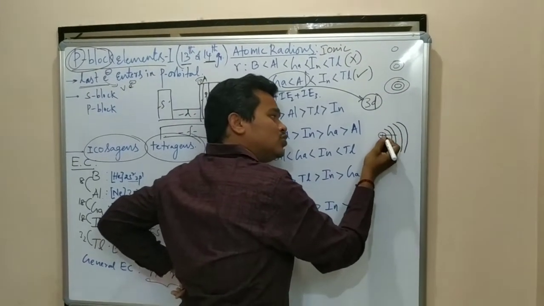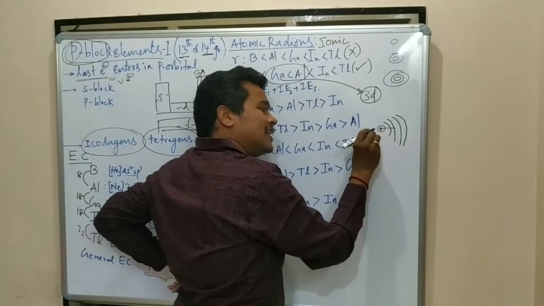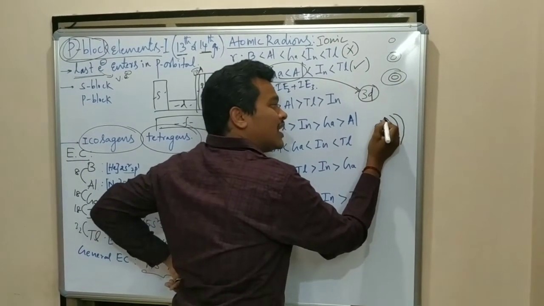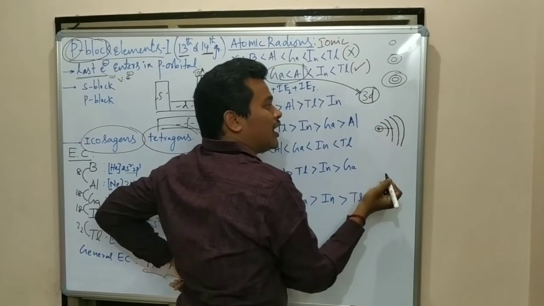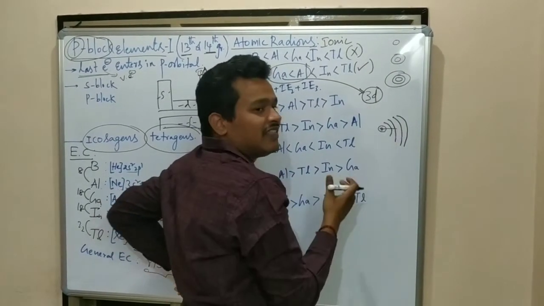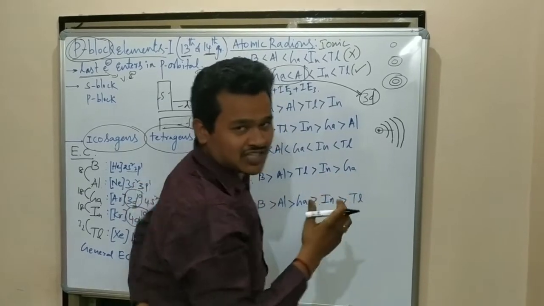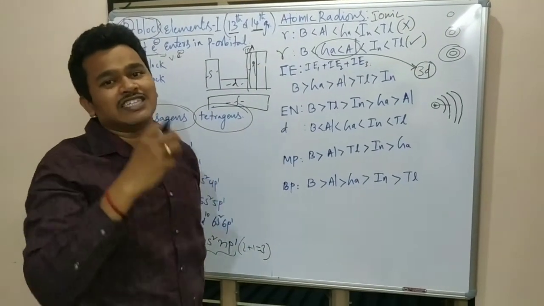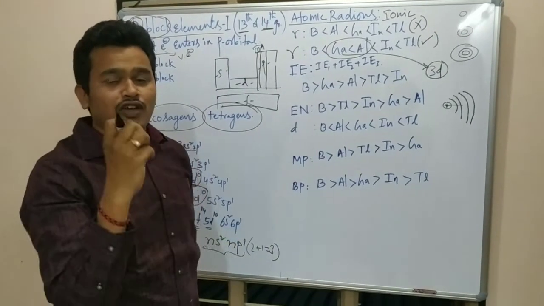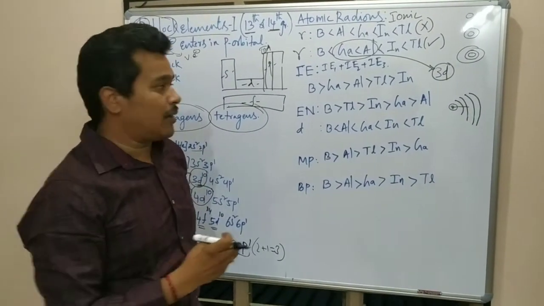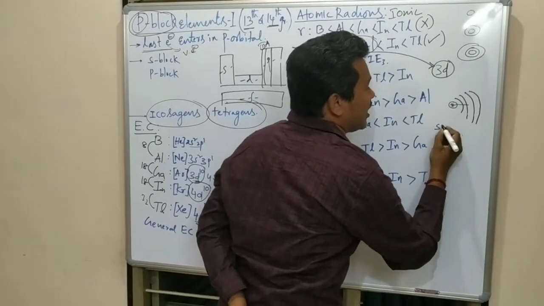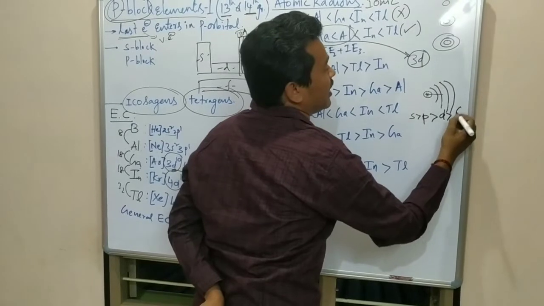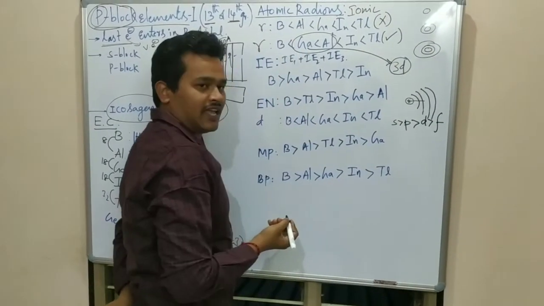When this nuclear force of attraction is passing through the orbital, this orbital has a capability to shield the nuclear force of attraction. They can stop the nuclear force of attraction. That is called the shielding power of orbitals. When you are talking about the shielding power of orbitals, s orbital has more shielding than p, more than d, more than f.